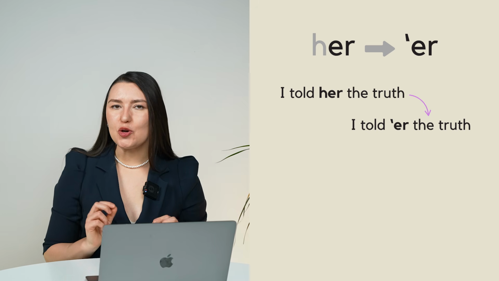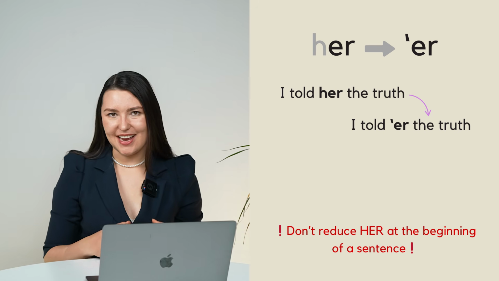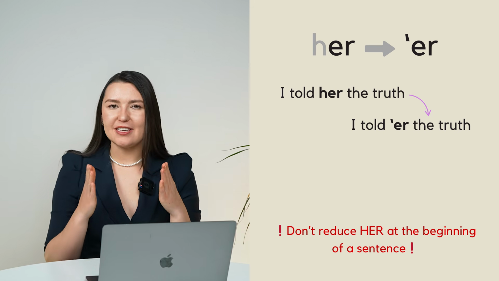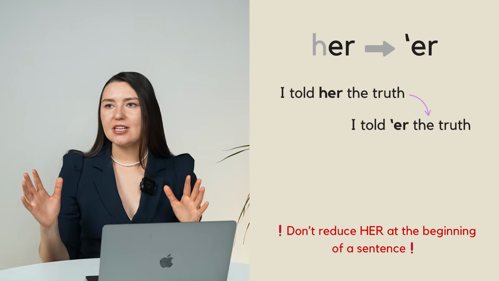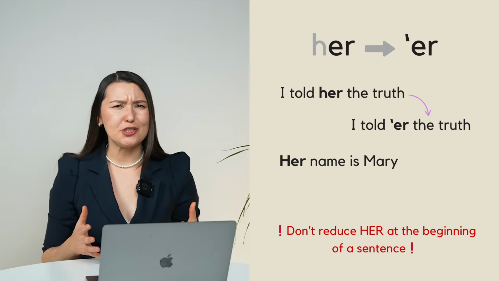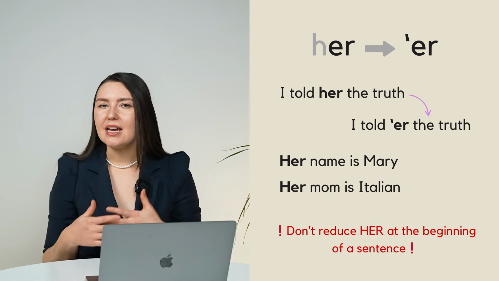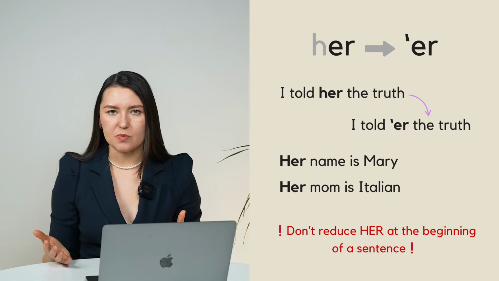Be careful. Don't reduce her if it's at the beginning of a sentence. We only reduce it if it's in the middle or at the end. For example, when I say her name is Mary, I'm not going to reduce her, right? Or if I say her mom is Italian, again, I'm not going to reduce this pronoun.